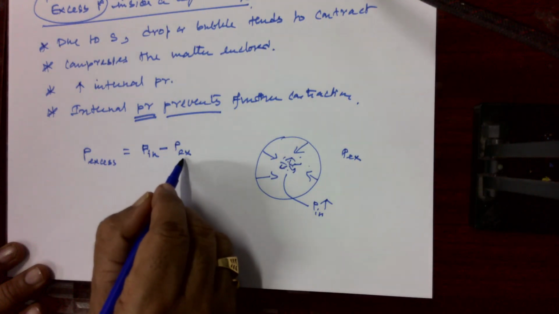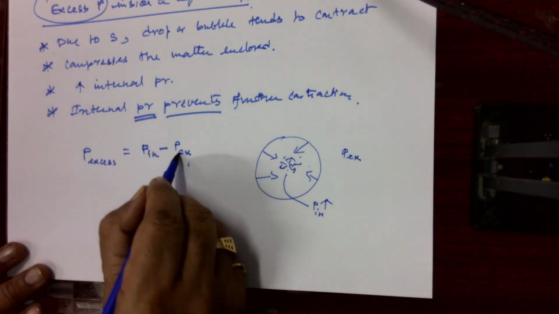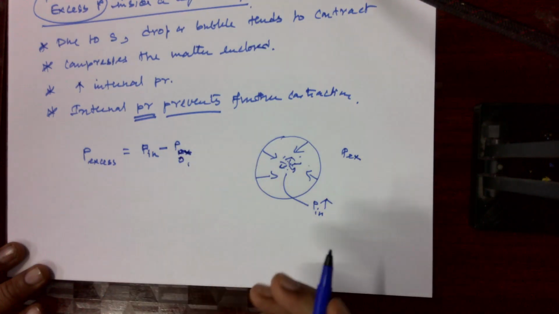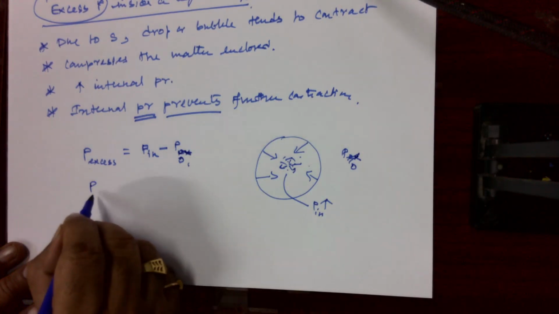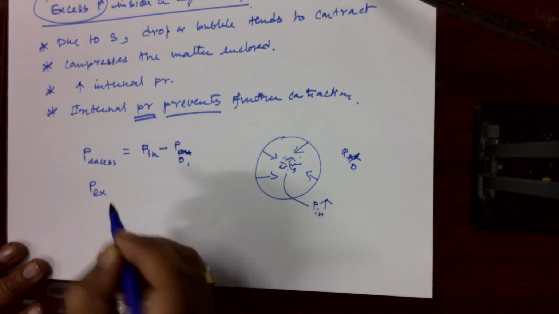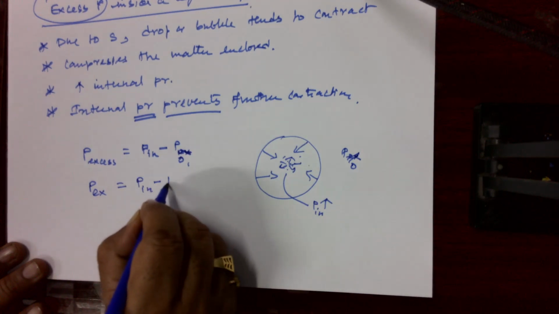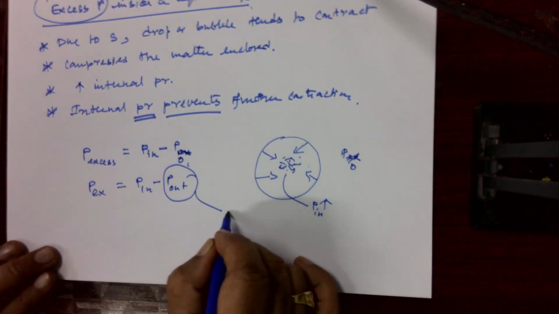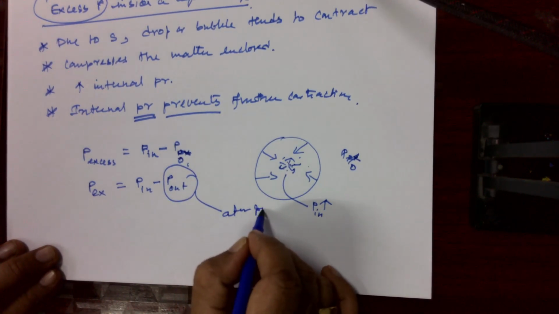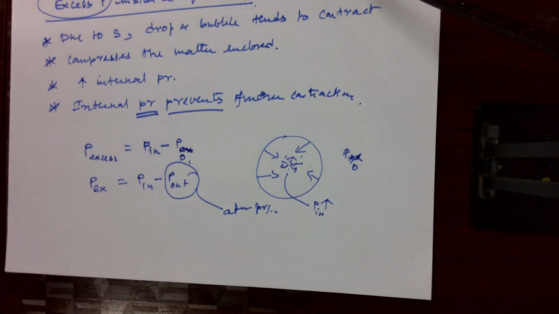Or this external pressure is nothing but what? For your convenience, let me put O instead. So let me rewrite. P_ex, meaning excess pressure, is equal to P inside minus P outside. This P outside is nothing but the atmospheric pressure. Do you understand this? Got it?